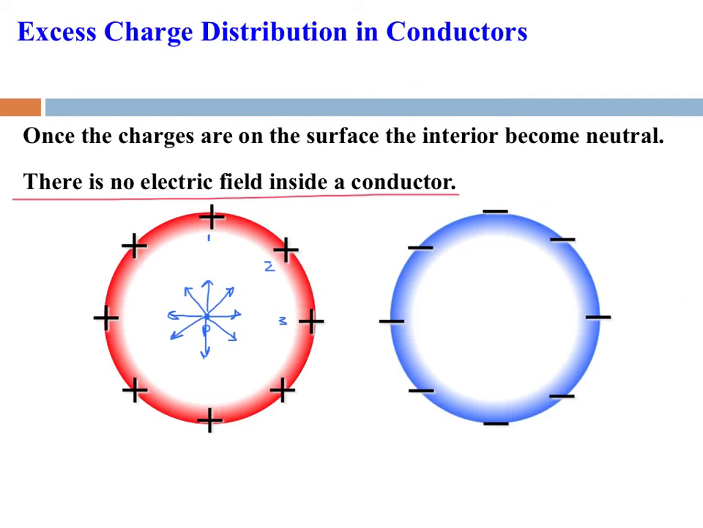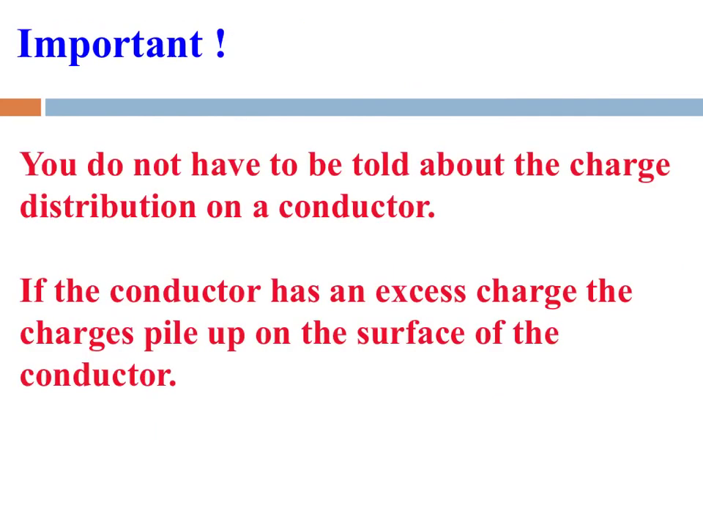Another way to think about it is the way we were just discussing Gaussian surfaces. Let's say I created a Gaussian surface in the center here. I am enclosing no charge, therefore there is no electric field. Remember, you do not have to be told about the charge distribution on a conductor. If the conductor has an excess charge, the charge must pile up on the surface of the conductor, meaning that there will be no electric field at the center. So this is where we're going to stop for now, and next time we're going to look at some graphs for a Gaussian surface, both a conductor and an insulator, and then look at some more integrations.